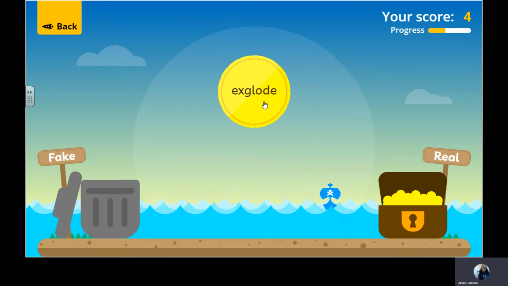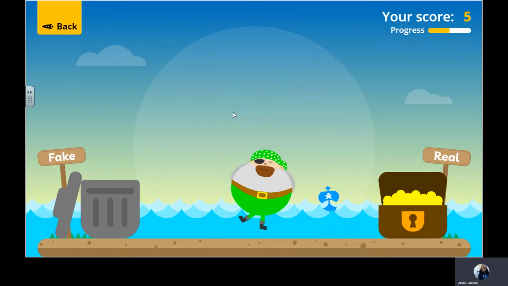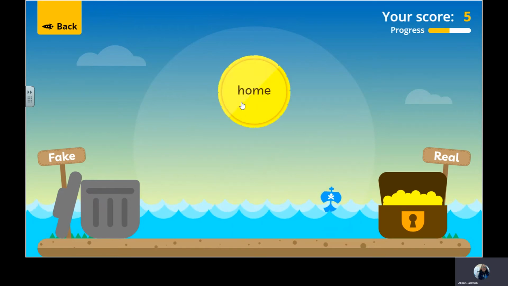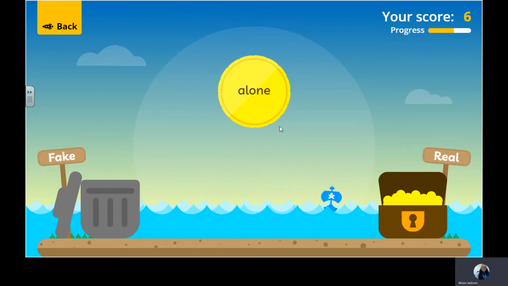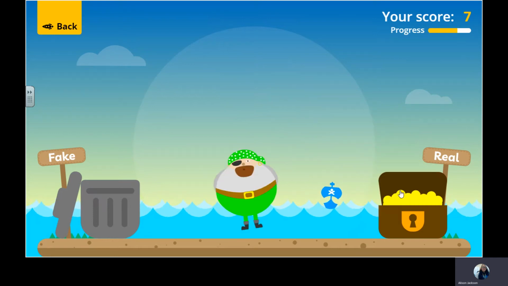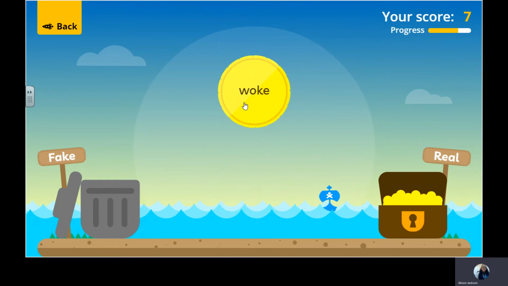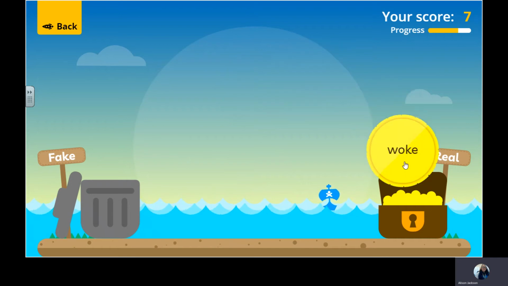Explode, real or fake? Fake. Home, real or fake? It's real. A home is somewhere that you live. Ding, ding. Alone, real or fake? It's real. If you're alone, it means nobody else is with you. Woke, real or fake? It's real, as in I woke up this morning. It means I stopped sleeping and I was awake. Ding, ding.